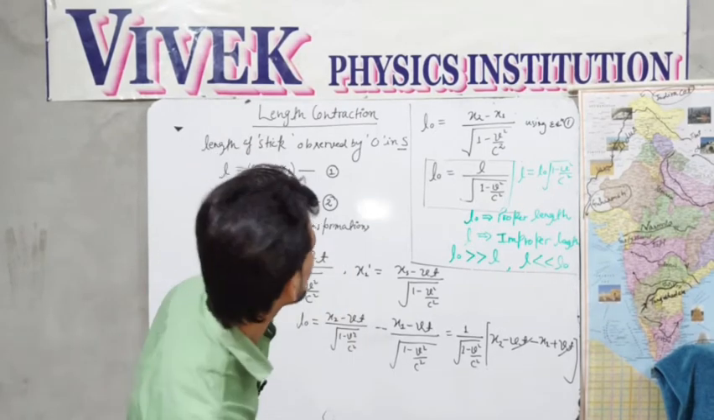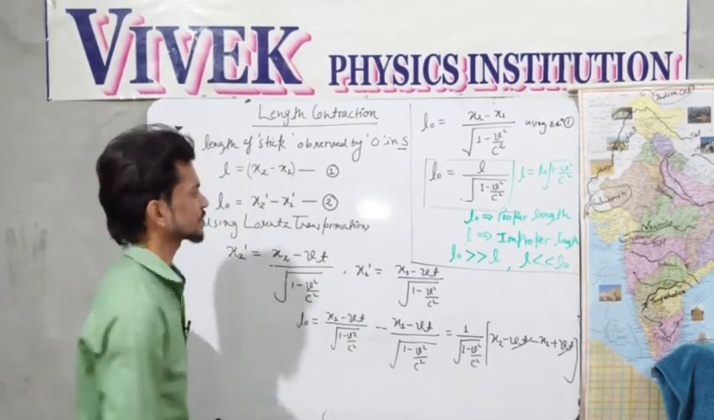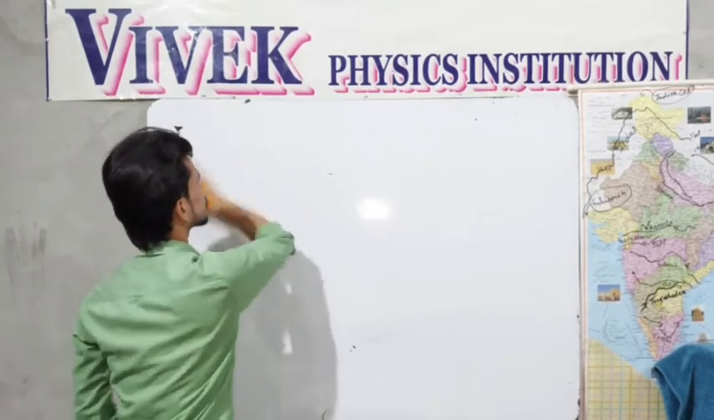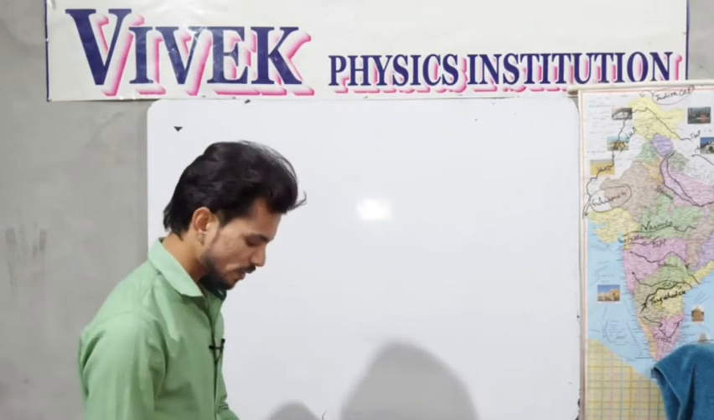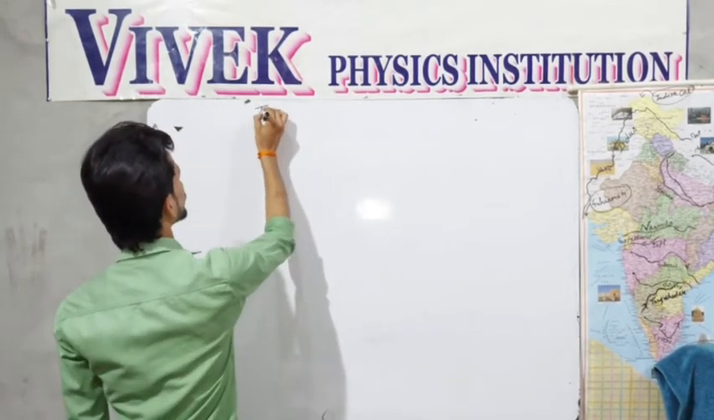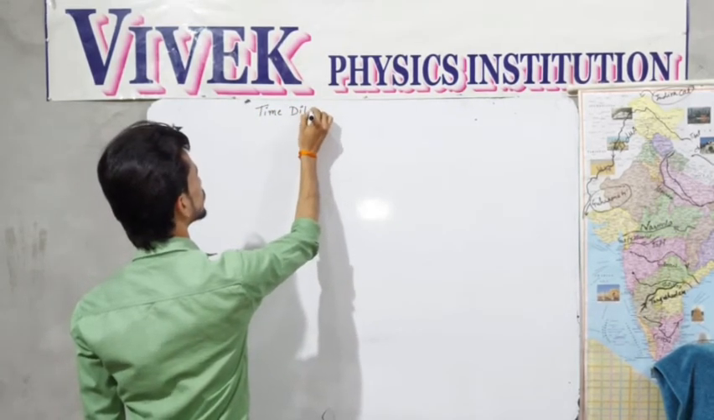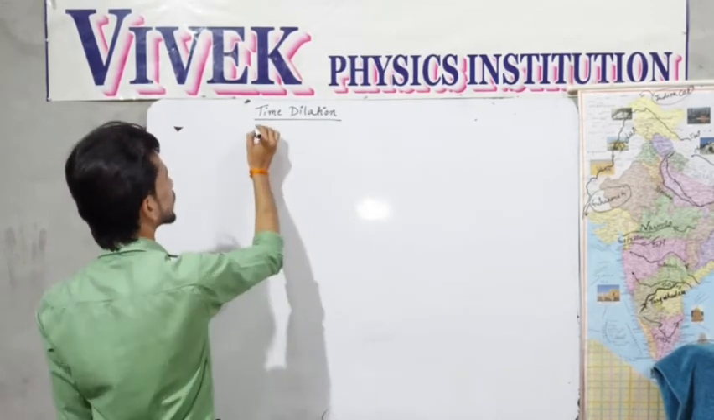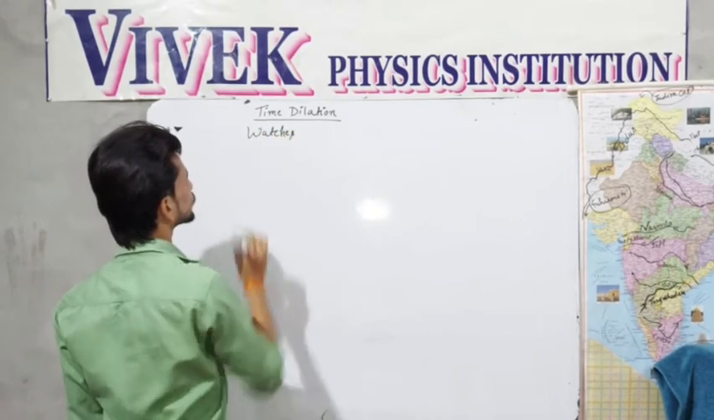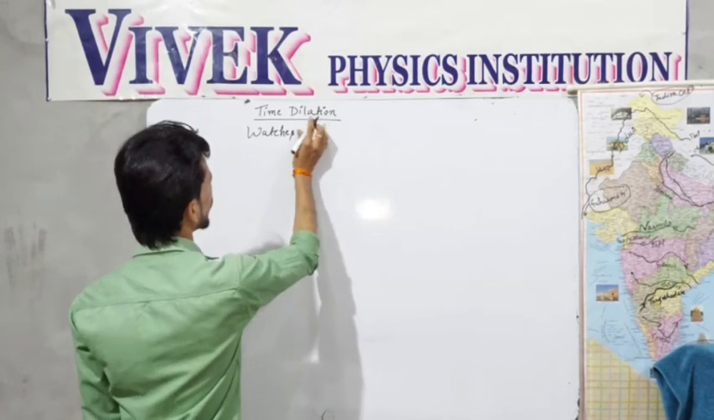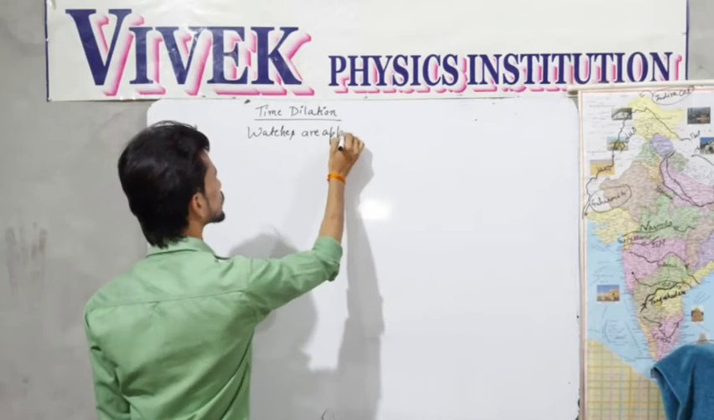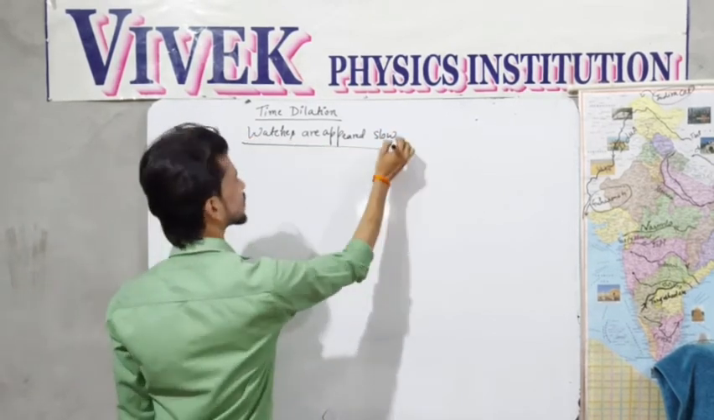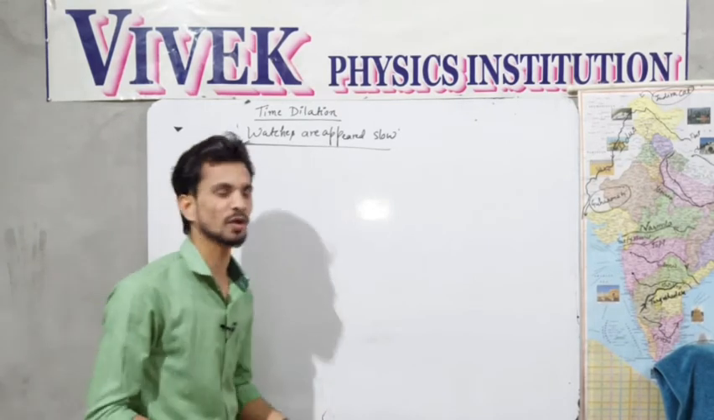So this is done. Now let's talk about time dilation using the Lorentz transformation. So the next topic is time dilation. This topic is also known by another name, like watches appear slow in motion, okay. Watches appear slow in moving frames.